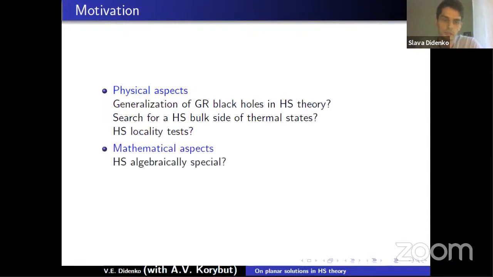But then there are some mathematical aspects. Like we know in general relativity, black holes are algebraically special. So does something similar happen in higher spin? And also very much related to that, we know that GR black holes possess this linearization property, which the double copy stands upon. And so the natural question is: is this also true for higher spin solutions?